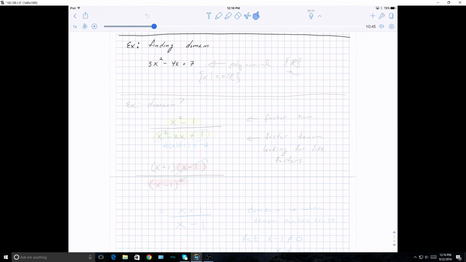All right, so here we have a polynomial that is 3x squared minus 4x plus 7. And because this is a polynomial, we can say that this is the set of all real numbers. And that would be the domain. That would be the shorthand. Or if you really wanted the technical version, you could say x such that x is an element of the reals. But shorthand is fine.